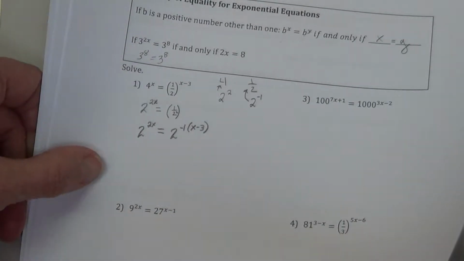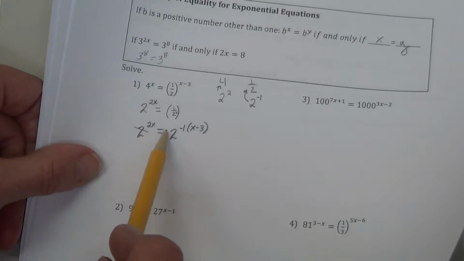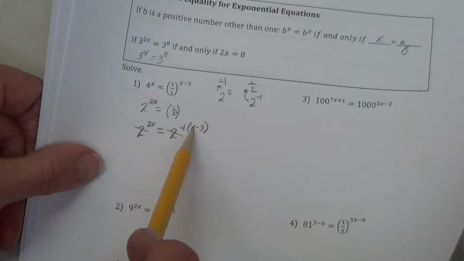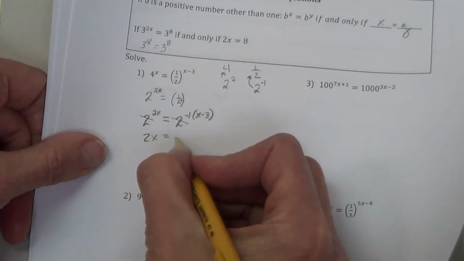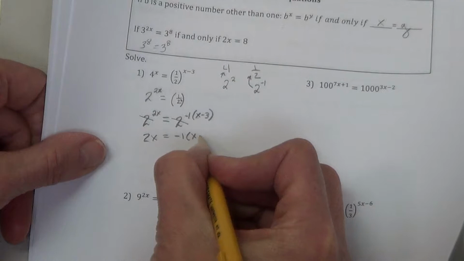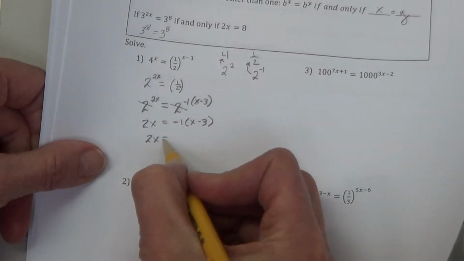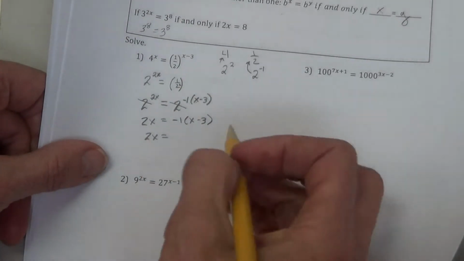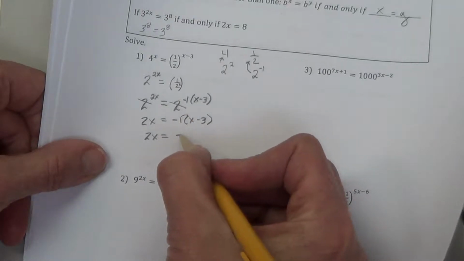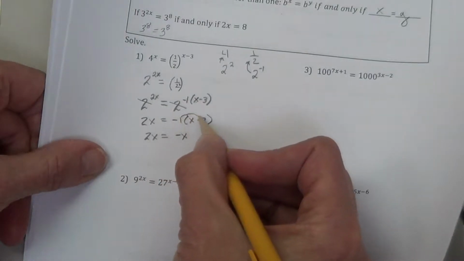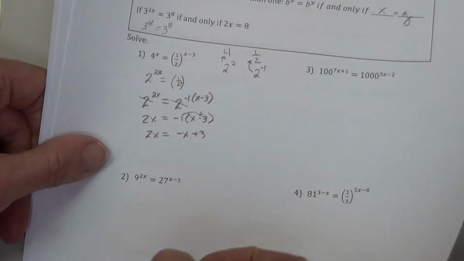Now what we have is bases that are identical. Because of that, we can ignore the base and solve for the exponent. So we have 2x equals negative 1 times x minus 3. 2x equals negative 1 times x is negative x. Negative 1 times negative 3 is positive 3.